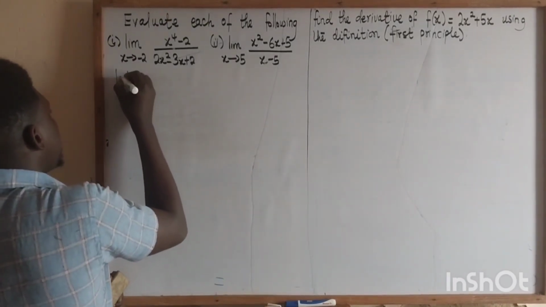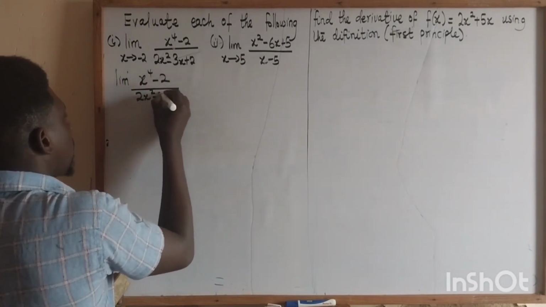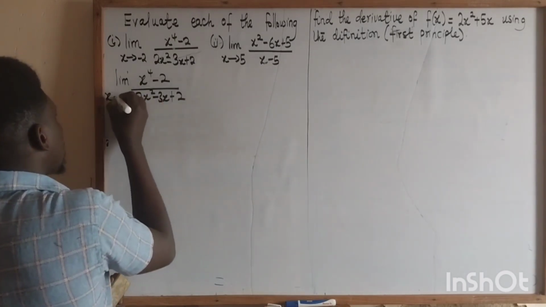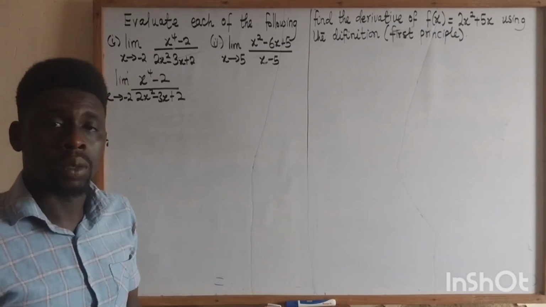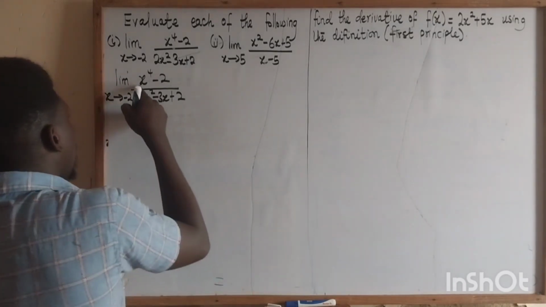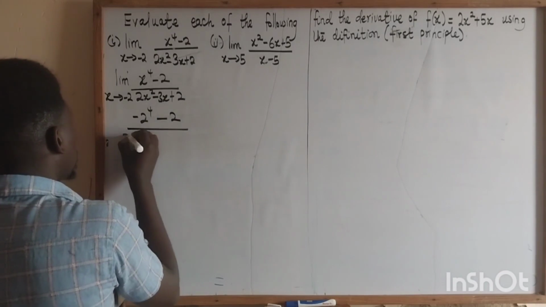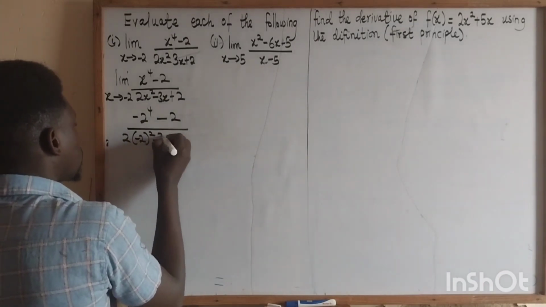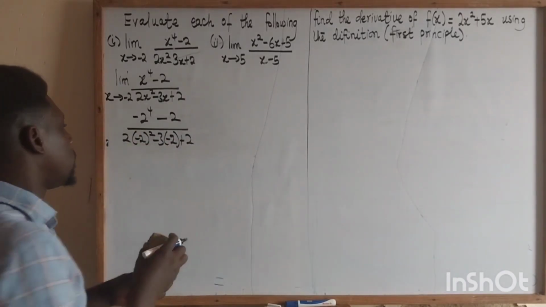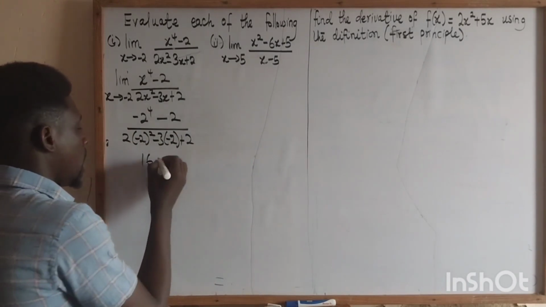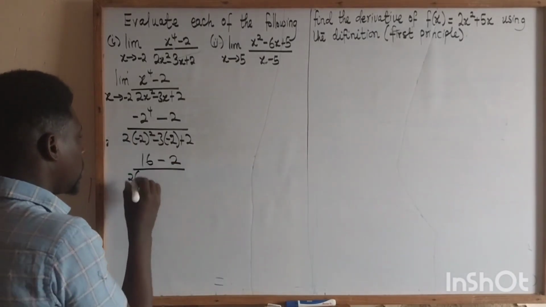So the limit of s to the power 4 minus 2 all over 2s squared minus 3s plus 2 as s approaches -2. So as I said, we apply direct substitution. Wherever s is, we substitute -2. So s is going to be -2 to the power 4 minus 2 all over 2 times -2 to the power 2 minus 3 times -2 plus 2. All right? So -2 to the power 4 gives me 16, minus 2, all over 2. -2 to the power 2 will give me 4.